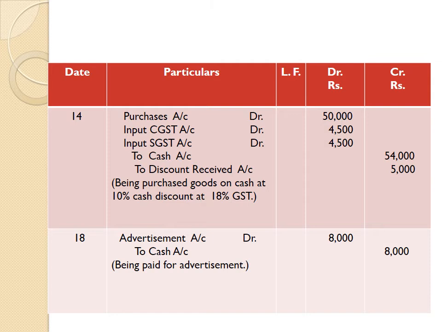So total of debit is 59,000, and the total of credit side is also 59,000. Both sides must be equal. Being so, discount received to us is credited. Being purchased goods on cash at 10% cash discount at 18% GST.